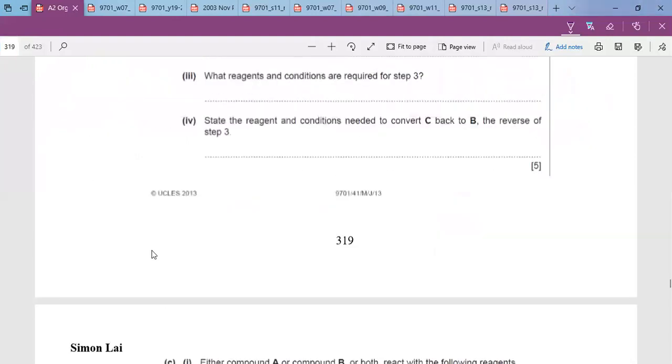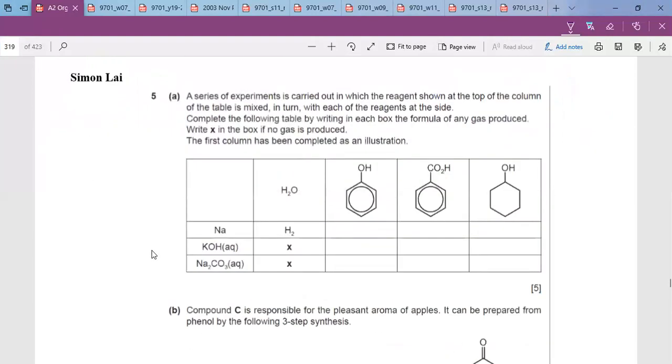Okay, 319. Here, fantastic question. 5 marks. Look at the 5 marks. You people salivate, saying, wow, so much marks for this stupid thing. It's very simple. A series of experiments are carried out in which the reagent shown on top is water. This is your phenol. This is benzoic acid. This is your hexanol. They give you hexanol here. It's just like an aliphatic alcohol as well.